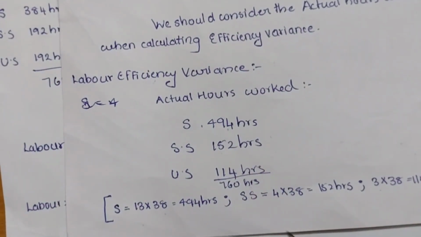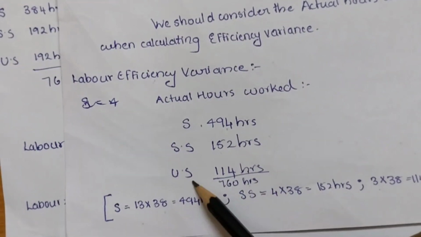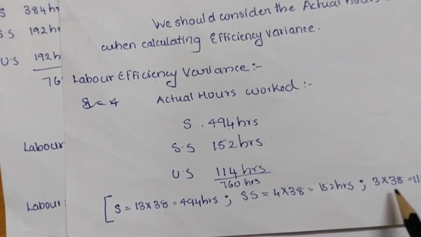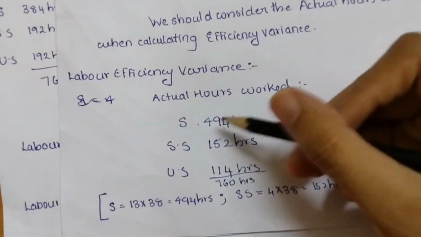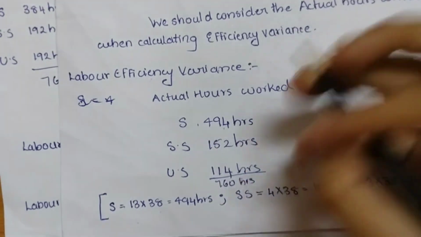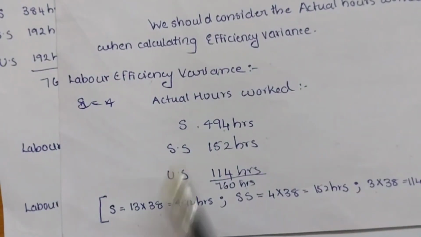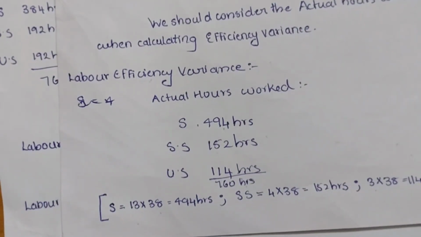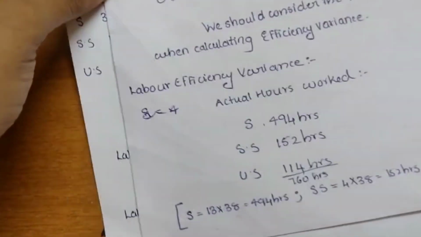How? 4 into 38. And unskilled worked for 114 hours. How? 3 into 38. I'm just summing it up for the further calculation, 760 hours. So this is how we are finding actual hours worked. Now we understand what actual hours worked is.